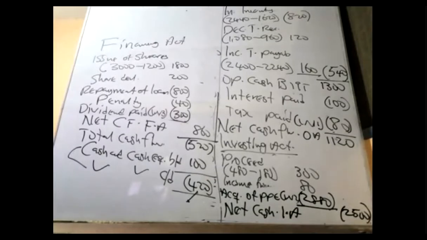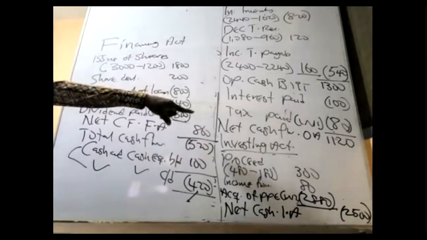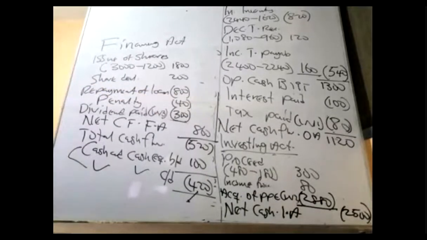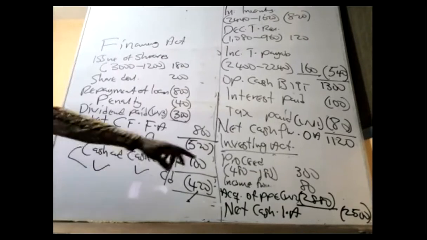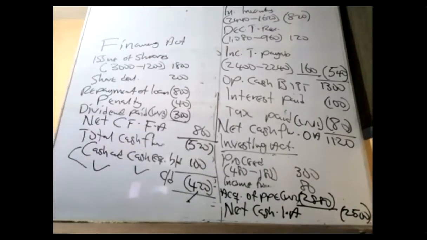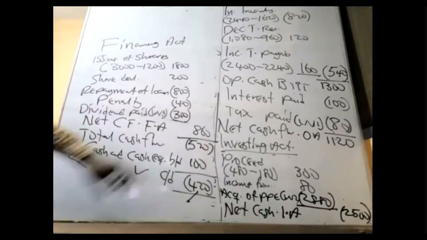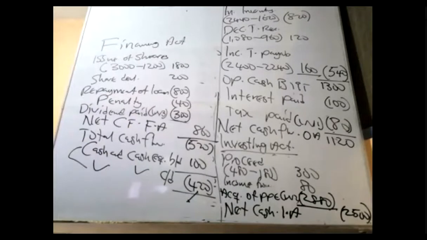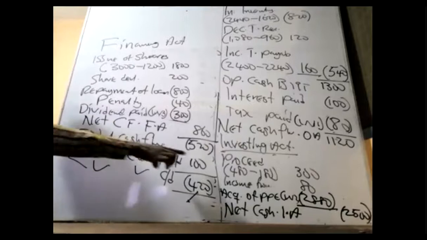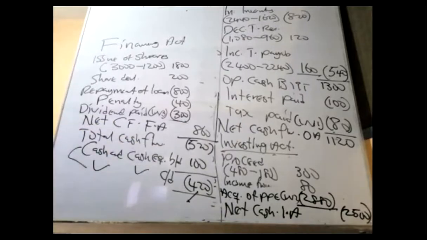So let's add and see. Okay, so let's add together carefully. Net cash from operating activities happen to be 1,120. Investing is negative 2,500, so minus 2,500. Financing is positive 860, so plus 860. That is negative 520, which is the same as this, meaning that it balances nicely for us.